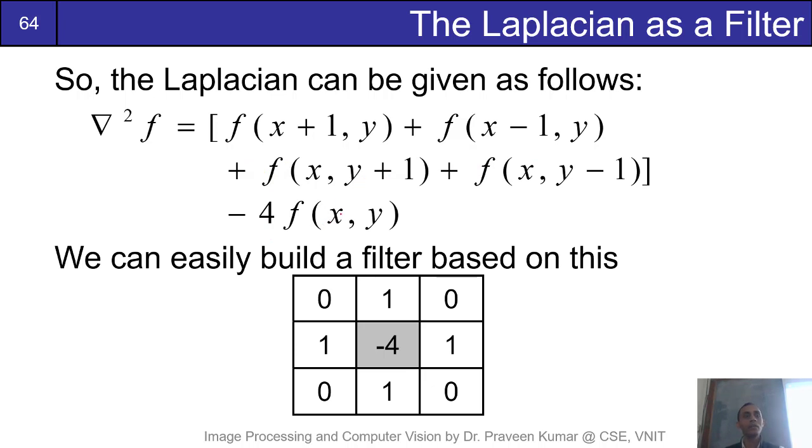If we add those two things, we will get this equation. Now, if you want to design this operation as a filter, it's very easy, because you can see these are just neighbors, and the coefficient values we can use as the filter coefficients. So minus 4 at the center, plus 1 along the four neighbors, and 0 along the diagonals. If you take this filter and do the spatial correlation or convolution operation, we will basically get the second derivative response of that image. Is that okay?